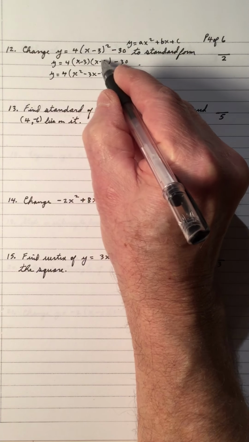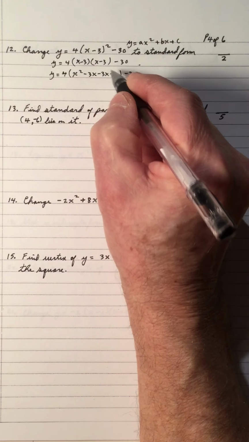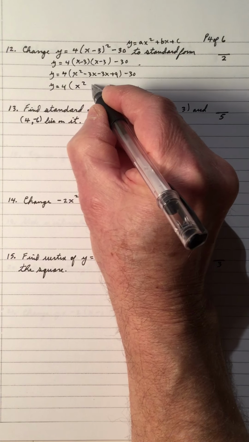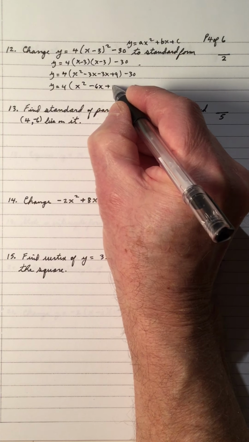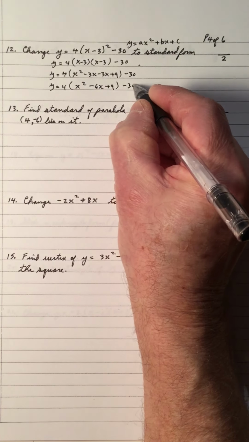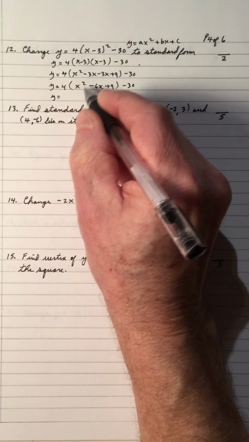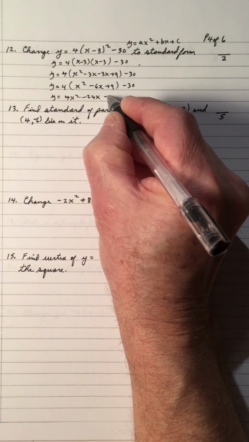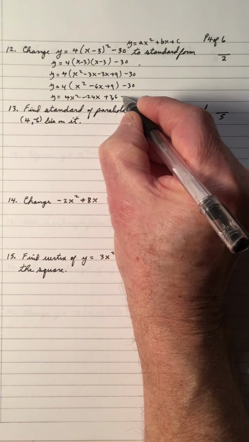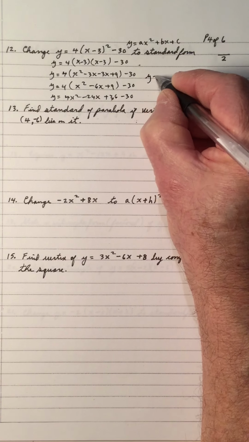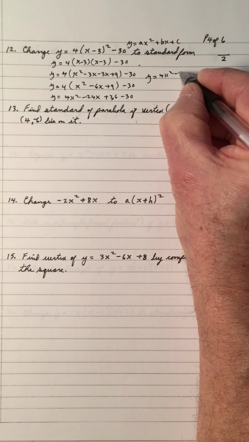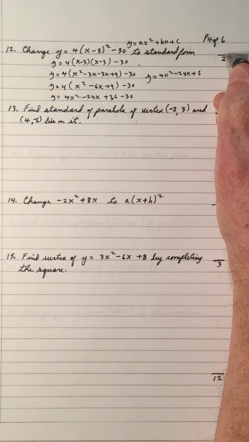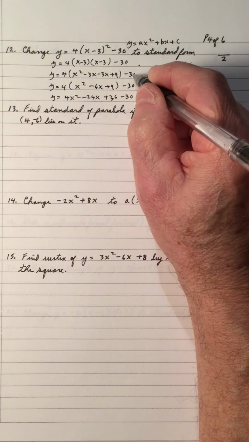FOIL: first, outside, inside, last. And I always simplify when I multiply that if possible, because you get fewer terms to work with. Makes it easier. And so I multiply by 4. Multiply by 4. y equals 4x squared minus 24x plus 6. And I get 2 marks. A mark for this and a mark for this one.